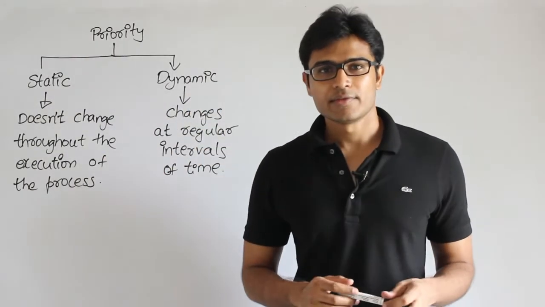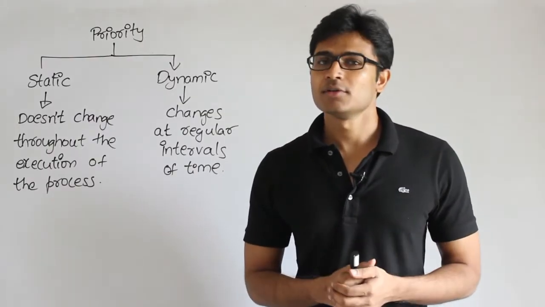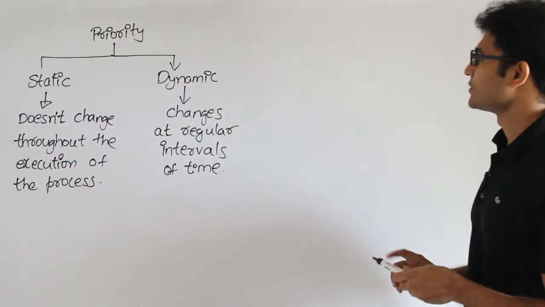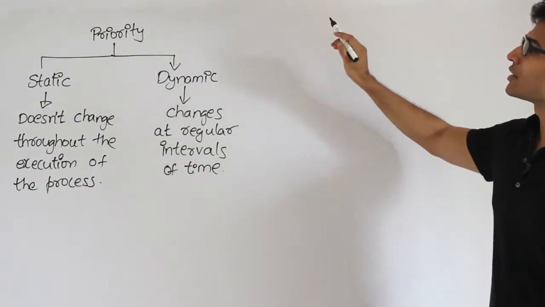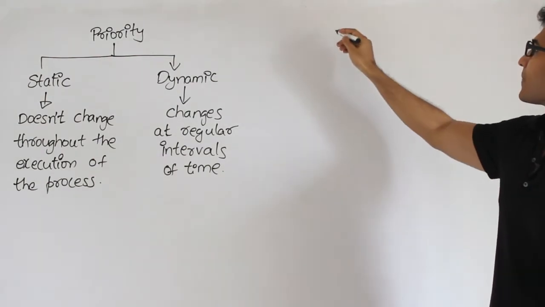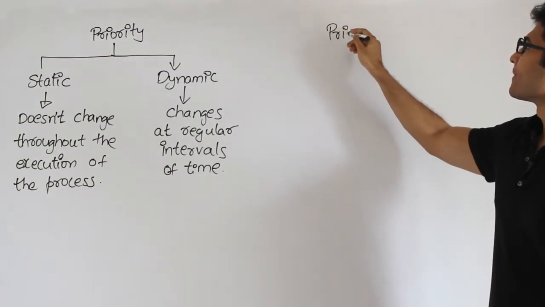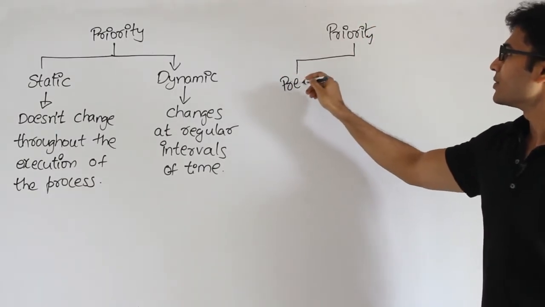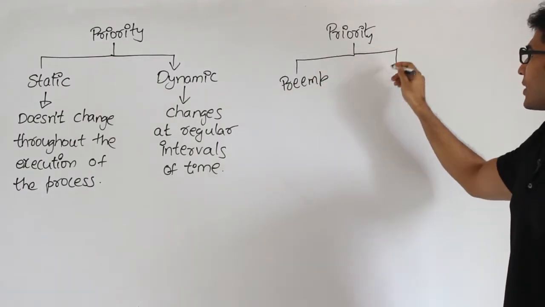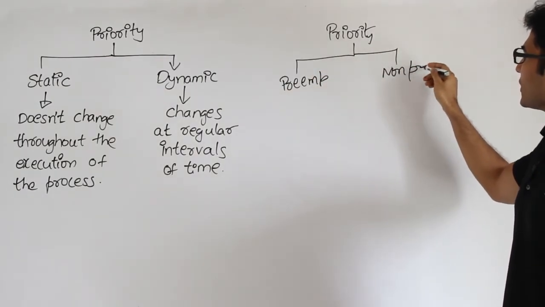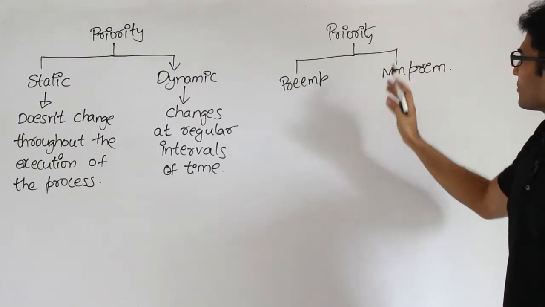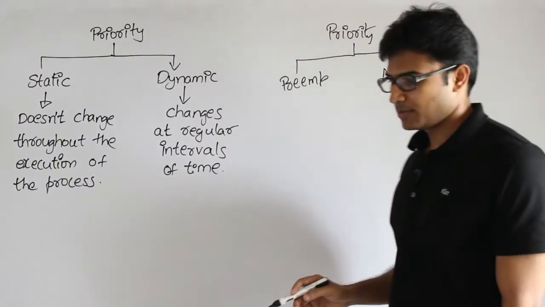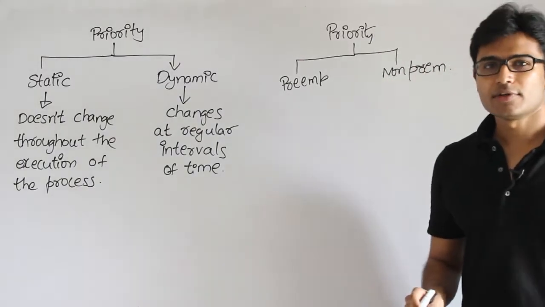And based on this, the priority scheduling algorithm can be classified into two types. One is preemptive and the other is non-preemptive. So again, what is preemptive and what is non-preemptive is the same as the previous one. Till now we have seen preemptive and non-preemptive versions, right? But the only difference is here.